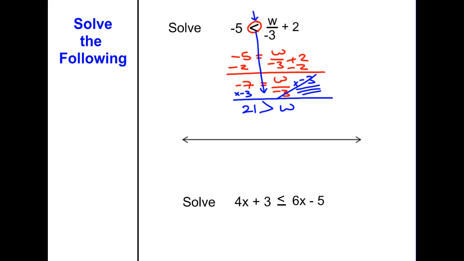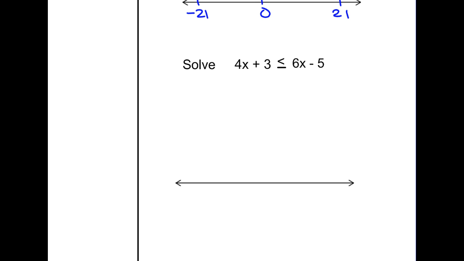And now again, I like to get my variable first, so I'm going to flip-flop these, and I'm going to make it w is less than 21. Now, do you have to do that? Absolutely not. That's the way I like to do it. 0, 21, negative 21. I'm going to have an open dot at that 21, and I'm going to shade to the left because it's less than.